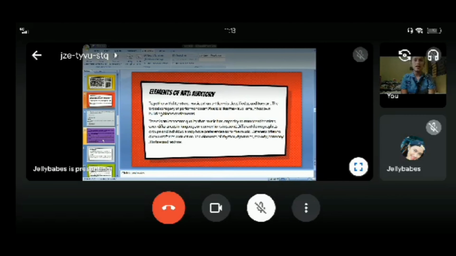There is an important quality that music has, capacity to transcend barriers, even differences in language, or conversation in sounds. Different demographic groups and individuals may have preference as to the music. Meron silang kinokopyahan at pinagagayahan. Listeners often turn to elements for its evaluation. Yung mga judge merong evaluation para masabing maganda yung pag-perform mo sa stage or kahit saang platform ka mag-perform. The elements are rhythm, dynamics, melody, harmony, timbre, and texture.